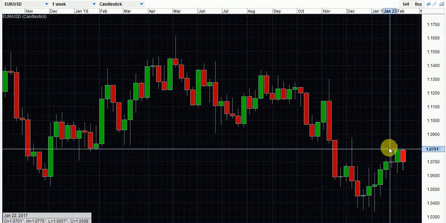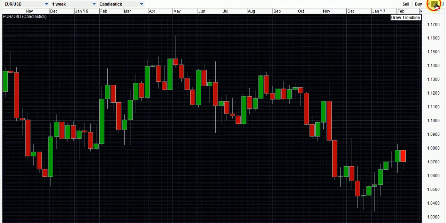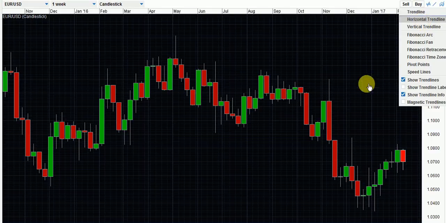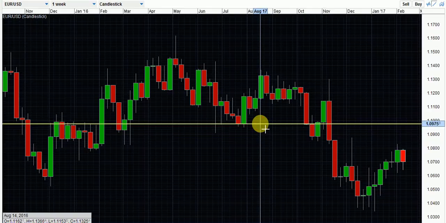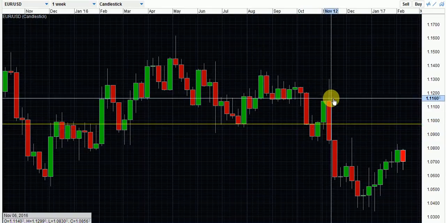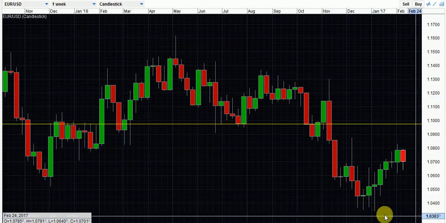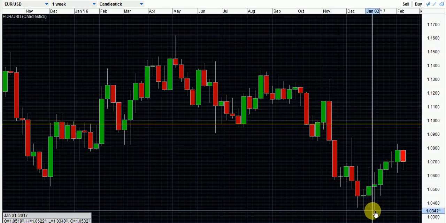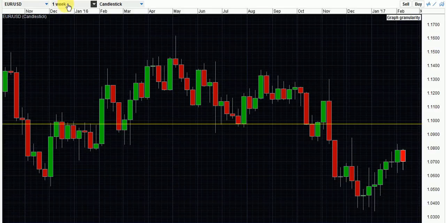I wouldn't really get involved until we can probably come up to this area here, which also coincides with some decent resistance. Horizontal trend line, we'll stick that on there. That would be my entry at 1.0975. Stops probably at 1.1152. Expecting probably lower lows below these levels down here at 1.0339. So that's Euro USD, but that's the weekly chart.